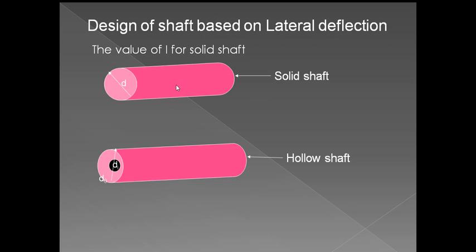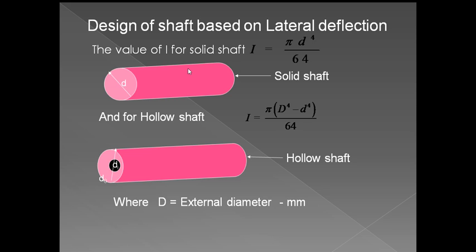So here the constant depends on the design of the shaft based on lateral deflection. For the I value, for a solid shaft, I equal to pi d to the power of 4 by 64. For a hollow shaft, it is pi into capital D power 4 minus small d power 4, by 64. Here capital D is the external diameter and small d is the internal diameter.